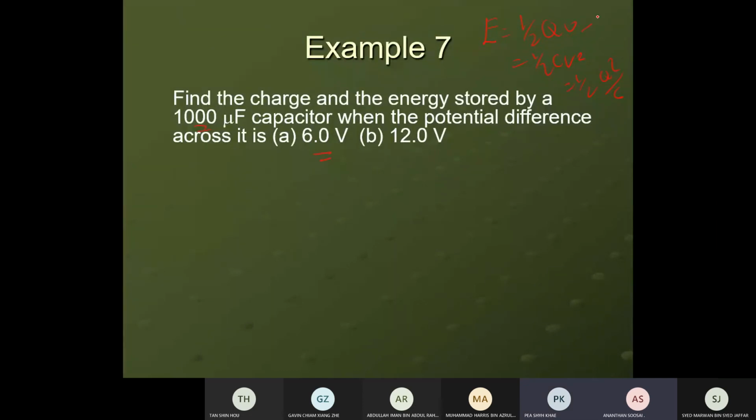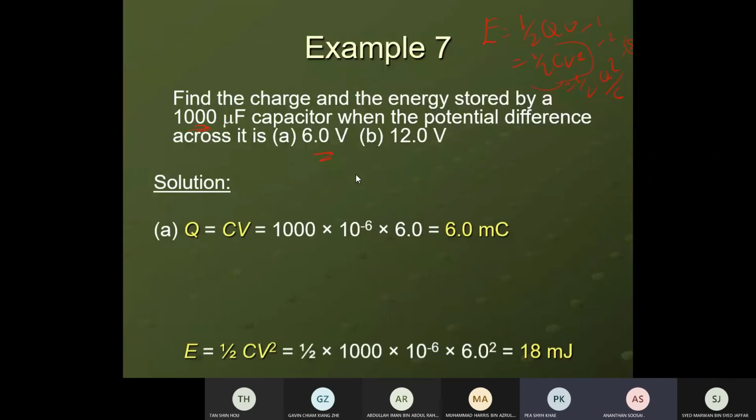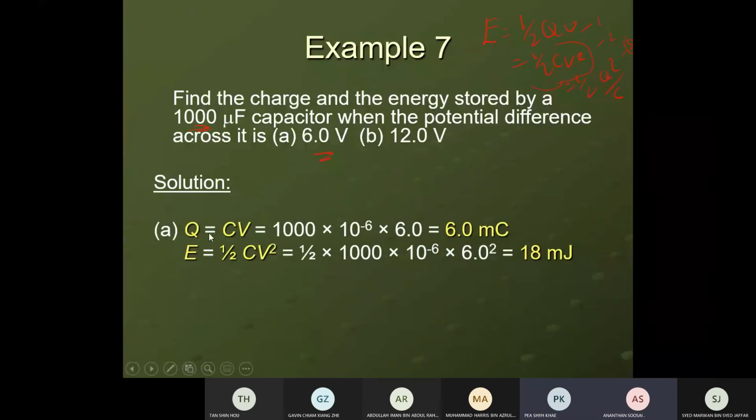Okay, which formula can you use? 1, 2, 3. Which one is easiest? So you know C, you know V. So we go for half CV squared. Use half CV squared, you get the energy. Or you can find the charge first. Put 6 squared. Capacitance 1000, but it's microfarad, change to farad, and 6 squared, so you get the energy.